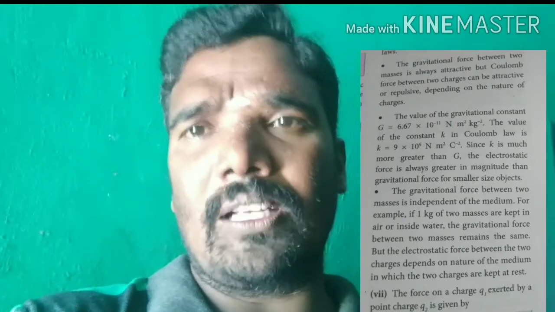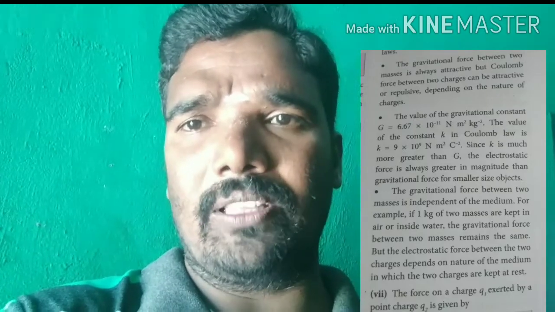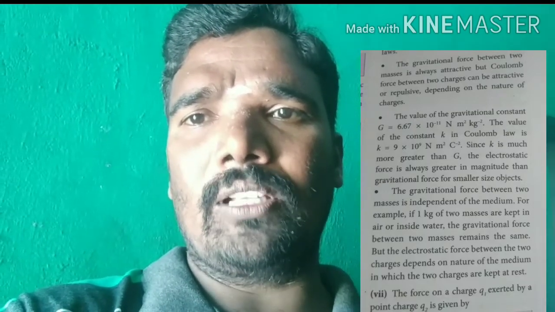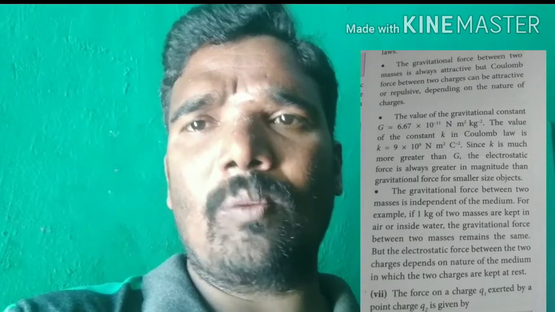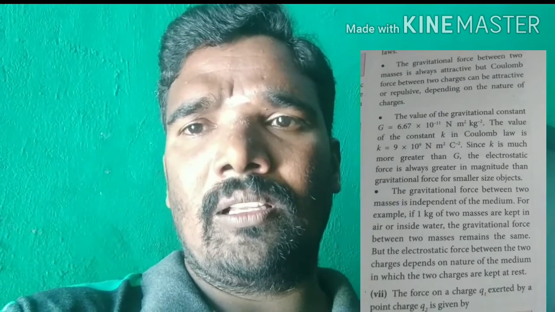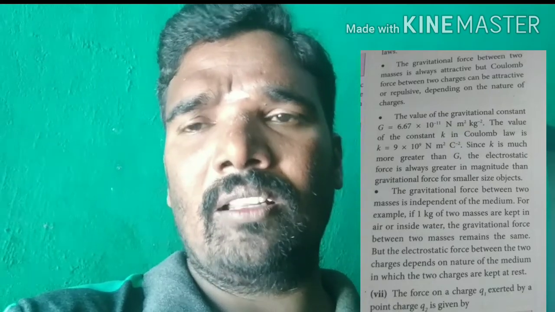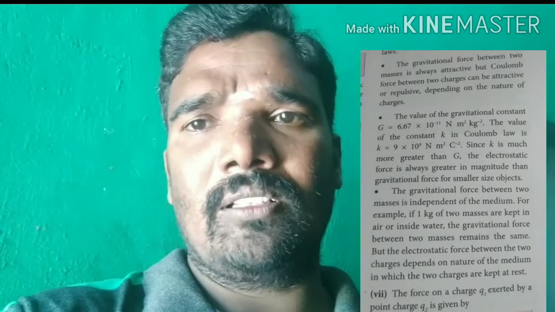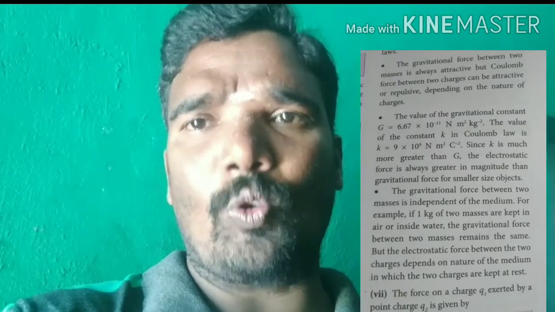Gravitational force between two masses is always attractive, but Coulomb force between two charges can be attractive or repulsive depending on the nature of the charges. The value of the gravitational constant G is 6.67 times 10 power minus 11 newton meter square kilogram inverse 2. The value of the constant k in Coulomb's law is k equals 9 times 10 power 9 newton meter square coulomb inverse 2.